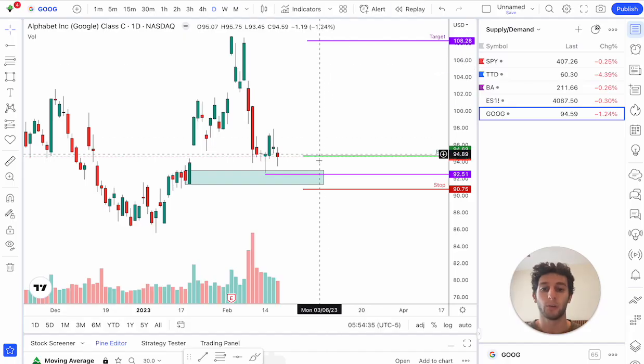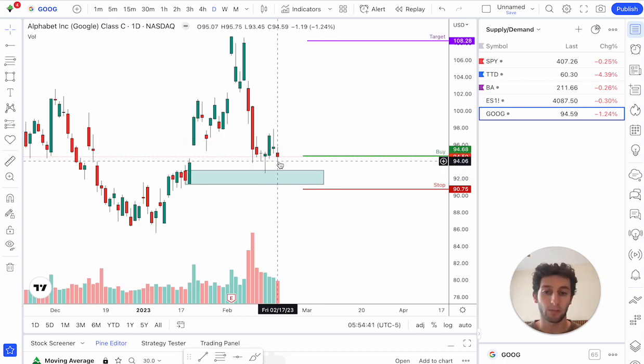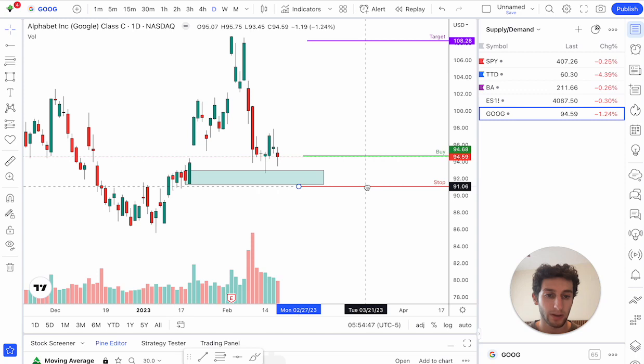So looking at Google here, you can see price bounced off of demand, rallied a little bit, had a pullback. Let's say we want to get in long for our strategy. Now, our stop loss is going to be down at the $90 mark. We'll just move it up a little bit, we'll say 91, right below that demand zone. As soon as that demand breaks, we want to get out of the trade.